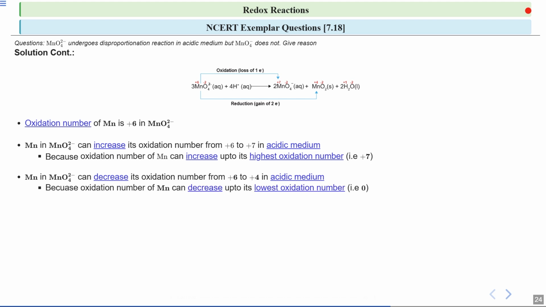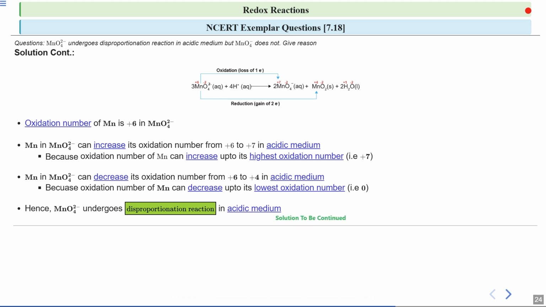Why is it undergoing reduction? Because the oxidation number of manganese is decreasing from +6 to +4. Moving on further, we can finally conclude that MnO4 2- undergoes disproportionation reaction in acidic medium.